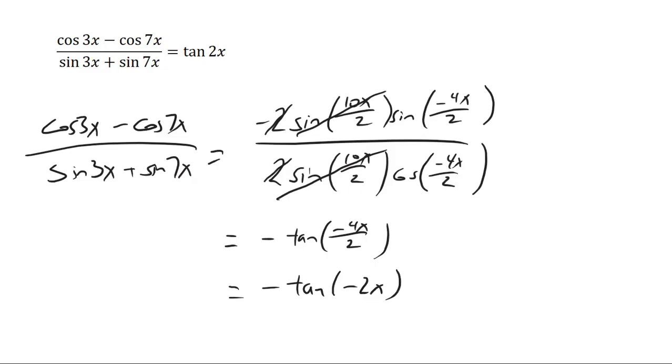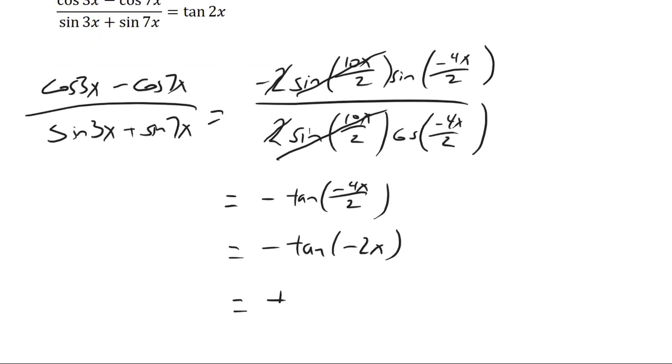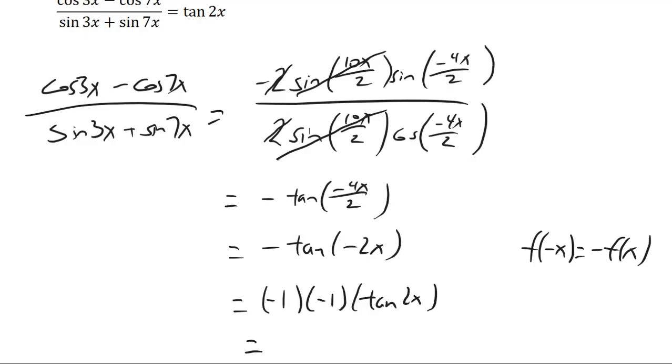Now, how does negative tangent of negative 2x equal tangent 2x? Well, tangent is an odd function. So remember what an odd function is? f of negative x is equal to negative f of x. Okay, so if I really want to show my work, this is negative 1 times another negative 1 times tangent of 2x. So this is just tangent of 2x, positive. Okay. All right, that's it for this video.